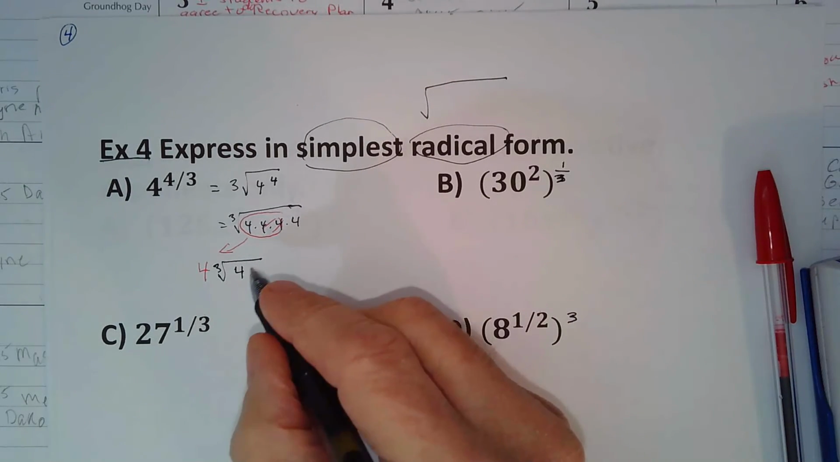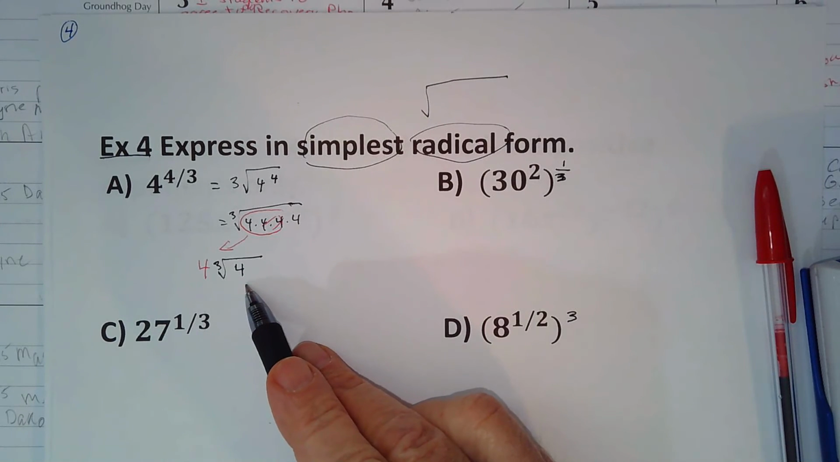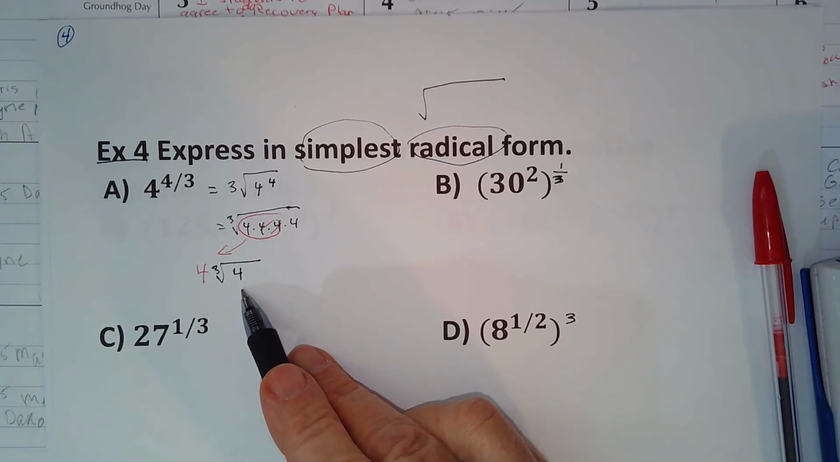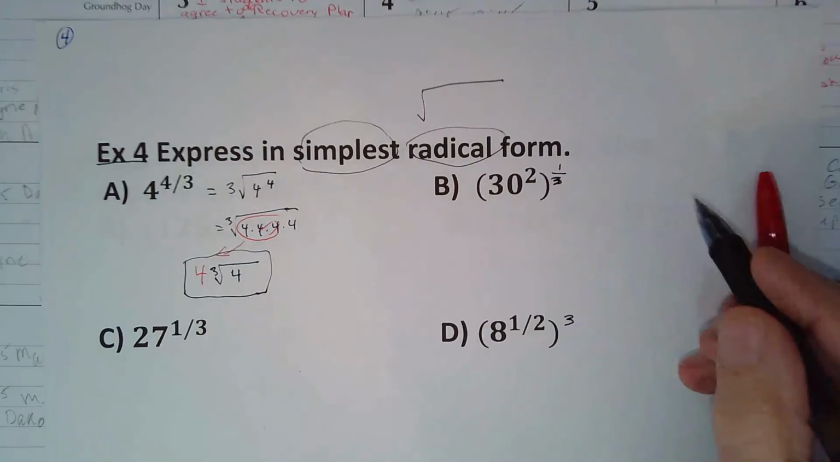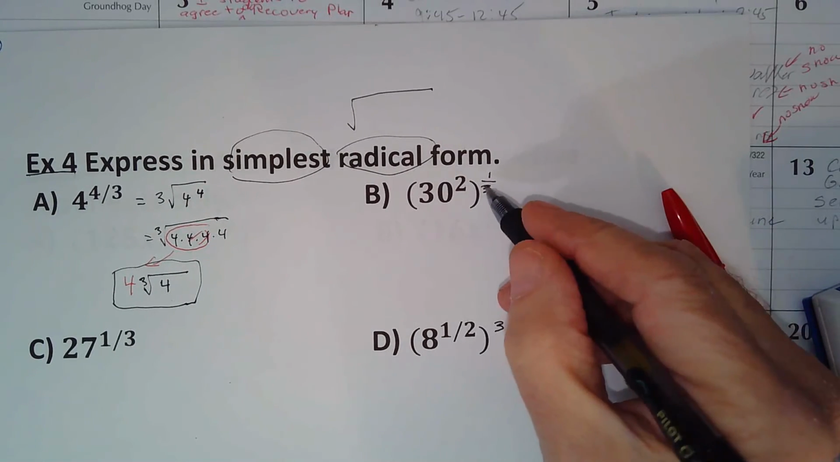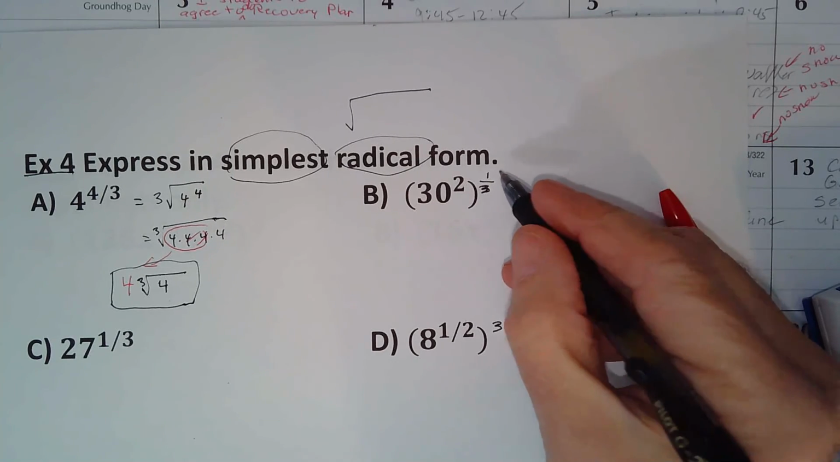And that's our answer. Now, could we also simplify 4? Yes, that's 2 times 2, but that's only a pair of 2s. So this is as far as we can go. Okay. All right. Now here we have to multiply the powers, and so this is 1/3.